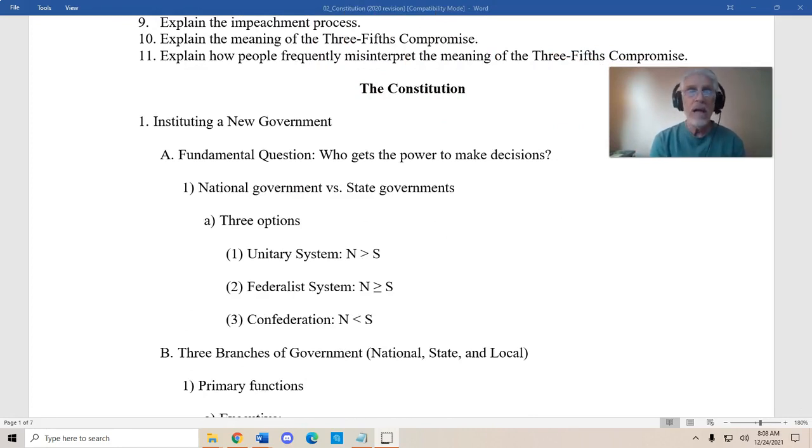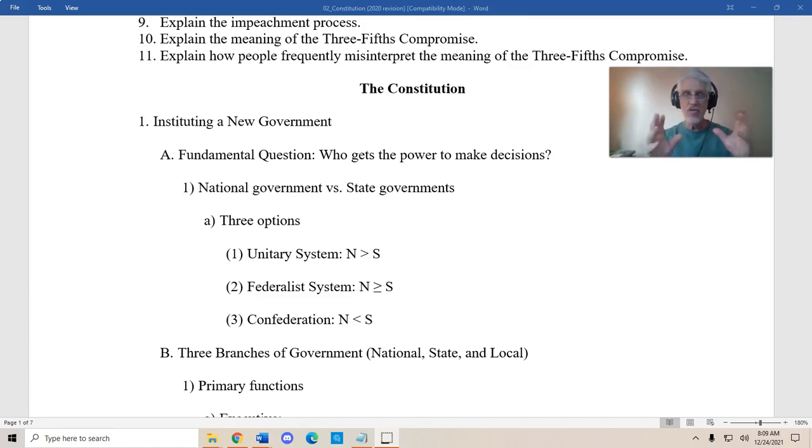When the United States, or when the colonies, declared independence from the British government, the task they were faced with was coming up with a new government. They'd been ruled by the British, and now it was time to come up with a system of their own. And in coming up with a new government and a new governmental system, the fundamental question that the framers were facing was this: who gets the power to make decisions? How are they going to set it up?